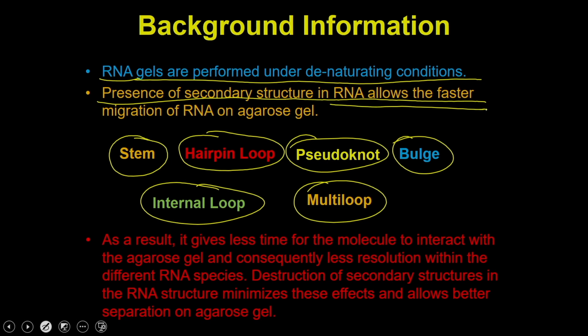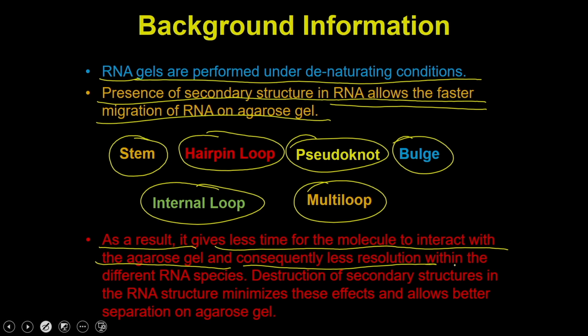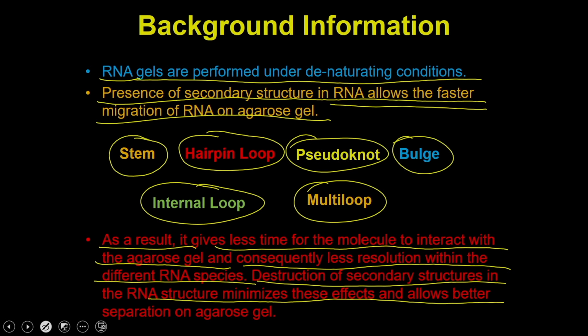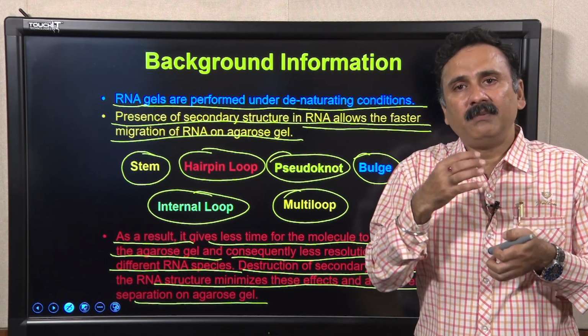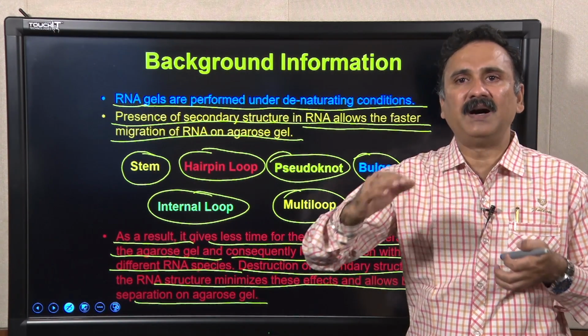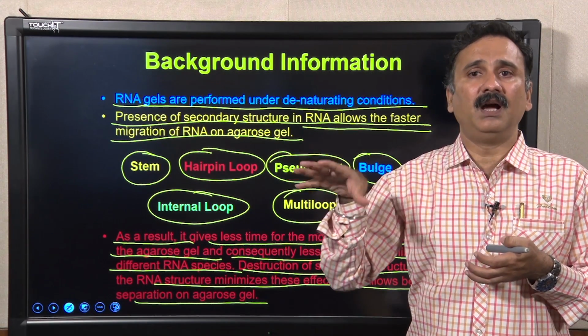Because they allow the RNA to run fast on the agarose gel, and if it runs fast, it gives less time for the molecule to interact with the agarose gel, and consequently there will be less resolution between the different RNA species. Destruction of secondary structure minimizes these effects and allows better separation on the agarose gel. Because of the secondary structure, the RNA becomes a very compact structure, and because of that it runs very fast within the pores present in the agarose gel.